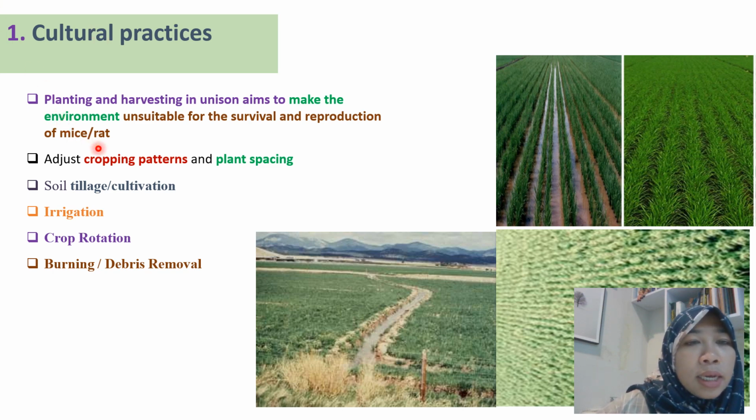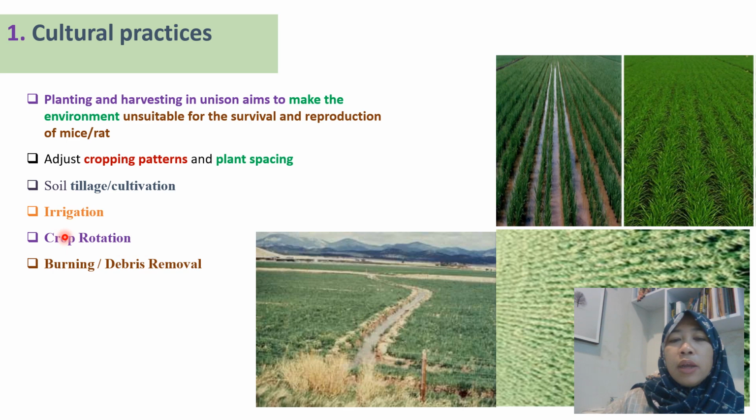And then we have to be concerned about plant spacing, jarak tanam, the tillage or cultivation, pengolahan tanah, irrigation, and crop rotation. We have to do the crop rotation.